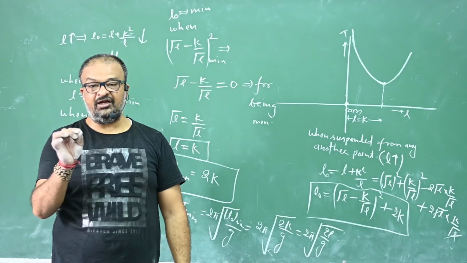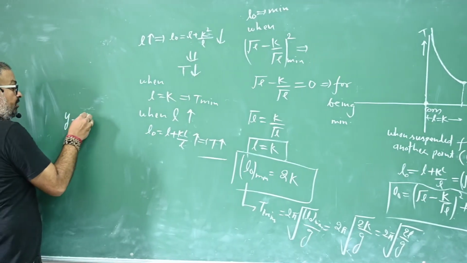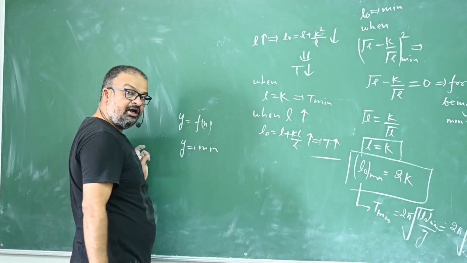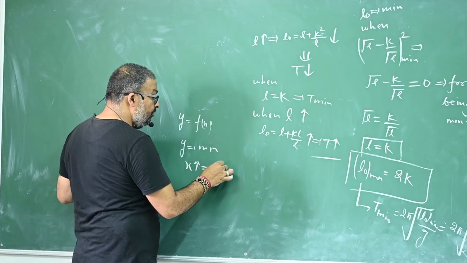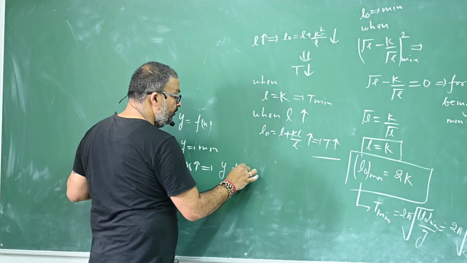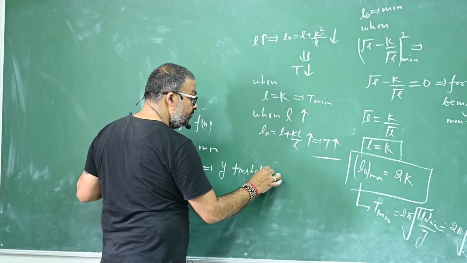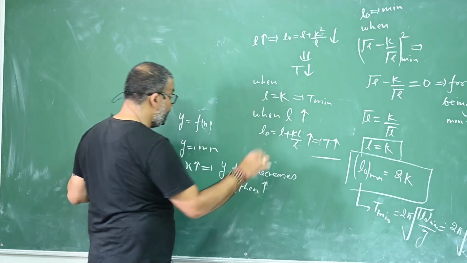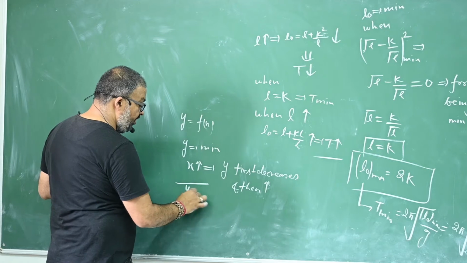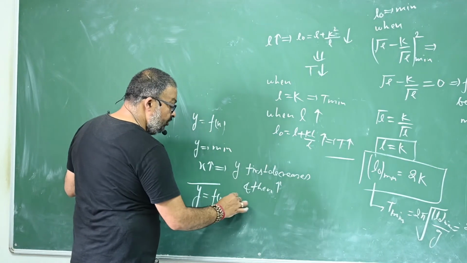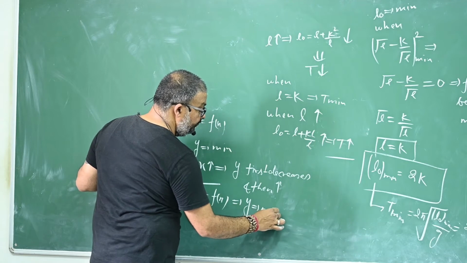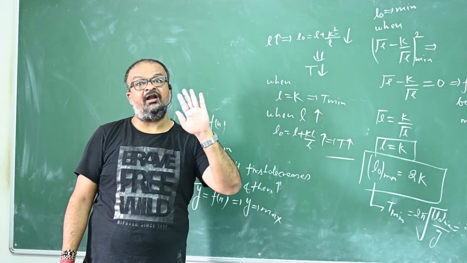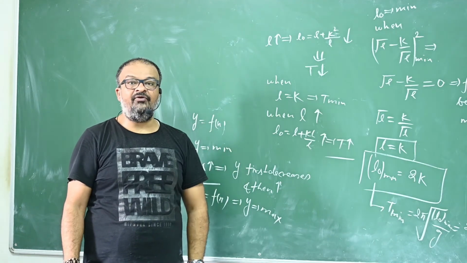If there is a function y in x, and you get a minimum value of y, that means what? As x increases, y first decreases and then increases. Yes, the other thing: if y is a function of x and you get a maximum value of y, that means at a certain point y is maximum, and before that and after that it was less than the maximum value.